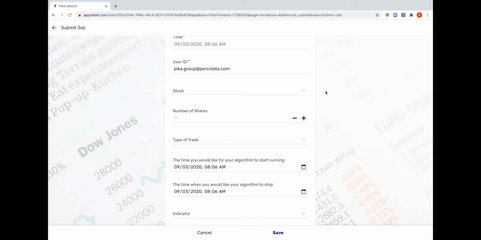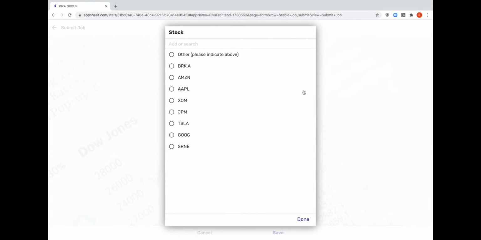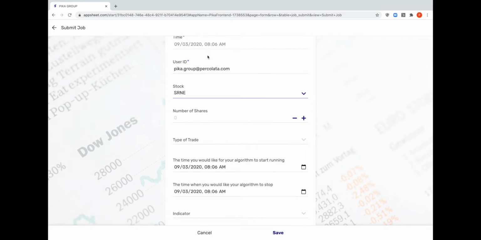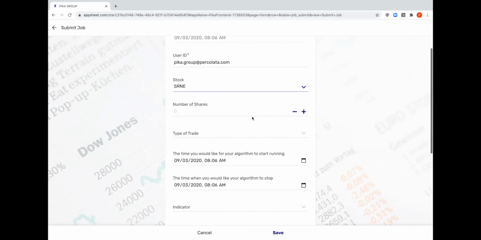After, you're going to be asked to select the stock that you would like to trade. Stocks that are listed on all major US stock exchanges are available. If not in the list, please add to the section above. After adding your stock, please add the number of shares that you would like to trade. For the purpose of this demonstration, I'll go for 10.